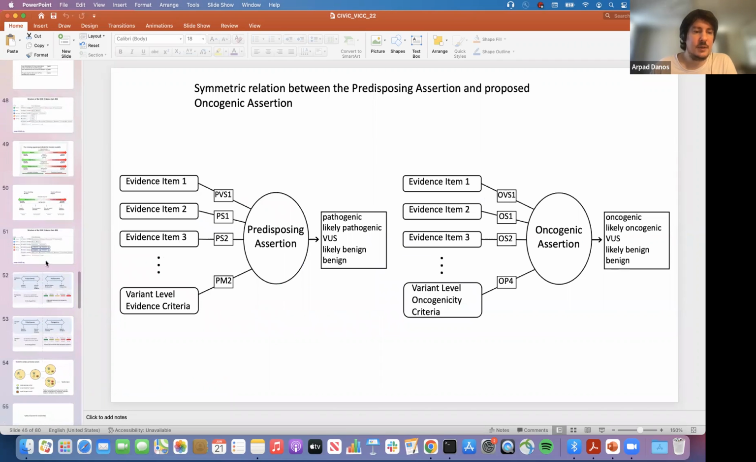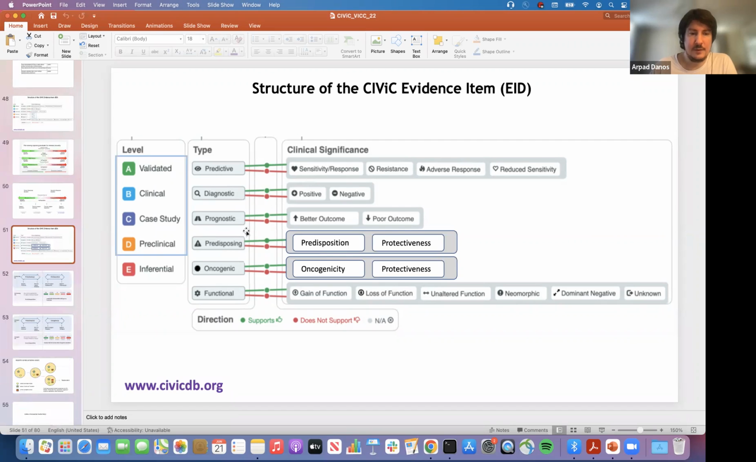But for the predisposing evidence items, the units of evidence supporting it, we're likely going to be adding this predisposition or protectiveness annotation. So this is for evidence. Assertions will still be, as the field likes to think about it, pathogenic, benign, and then evidence will have this newer, interesting way of thinking about things, which we'll introduce to the field.